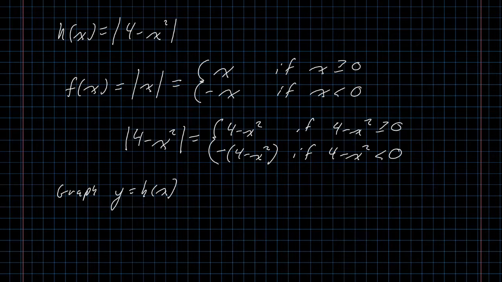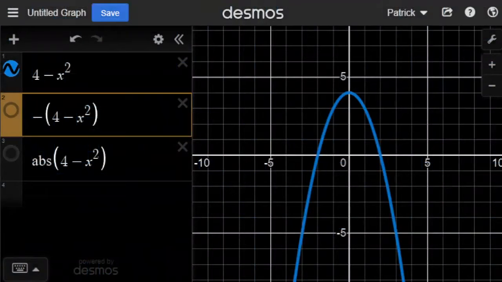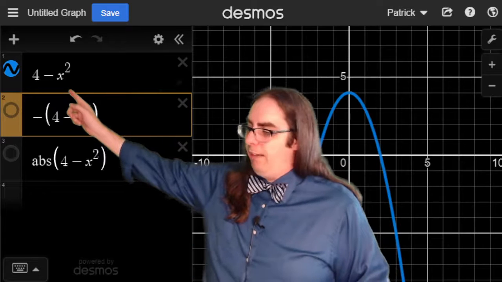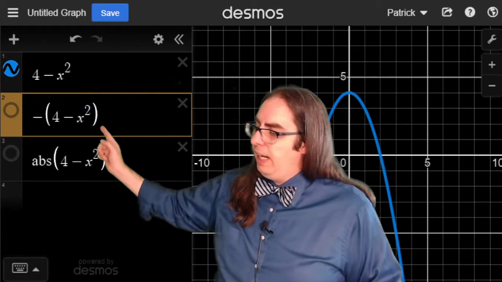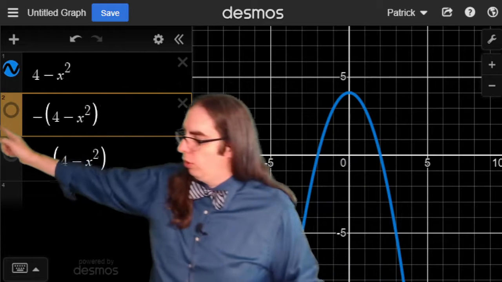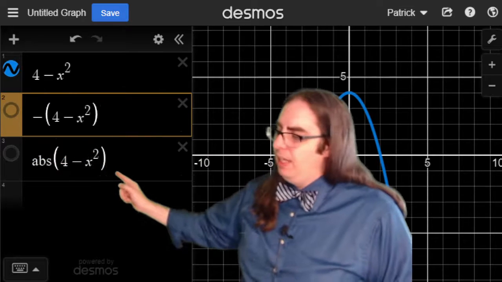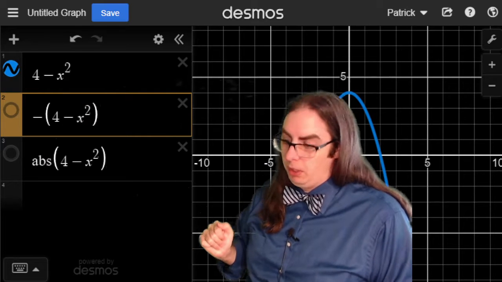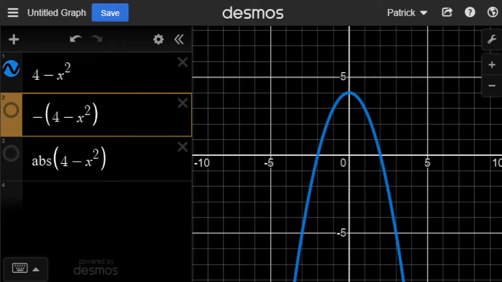Instead of trying to do that by hand, I am going to jump over to Desmos, where you can see here that I have in blue graphed 4 minus x squared. I have the opposite of 4 minus x squared not yet graphed. The circle over here is left empty. And then absolute value, which Desmos reads as ABS instead of using the vertical bars. All right, but here's the graph of 4 minus x squared.